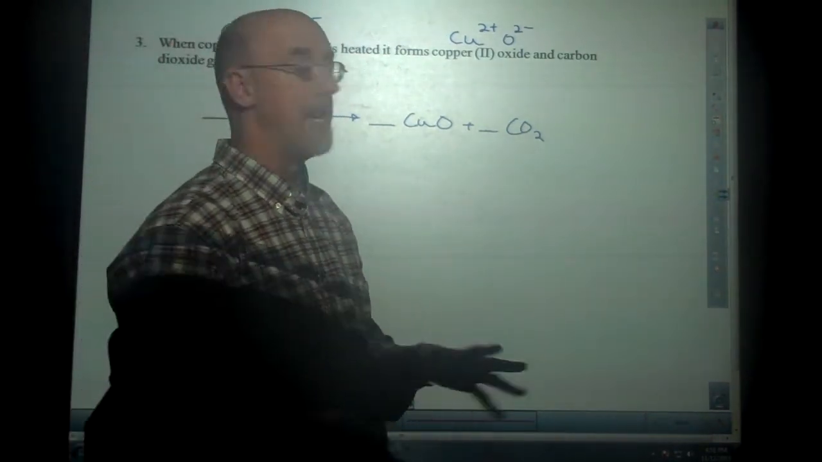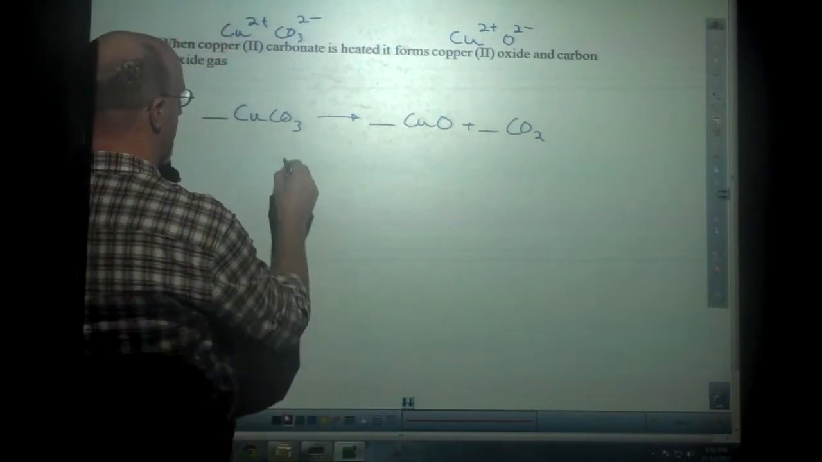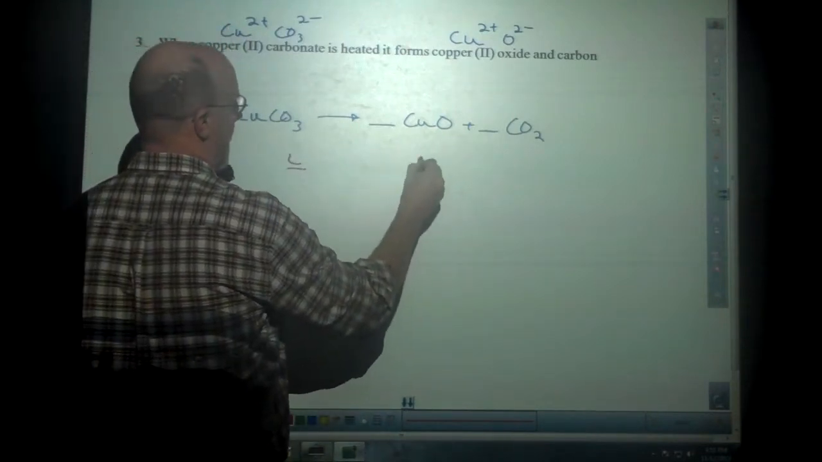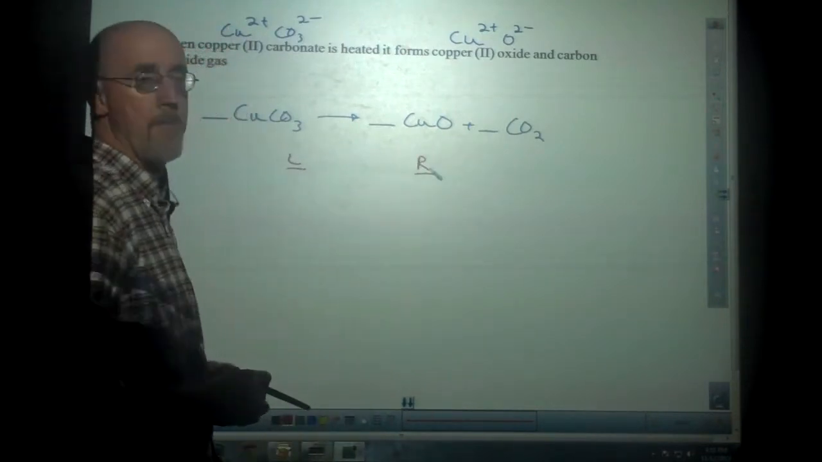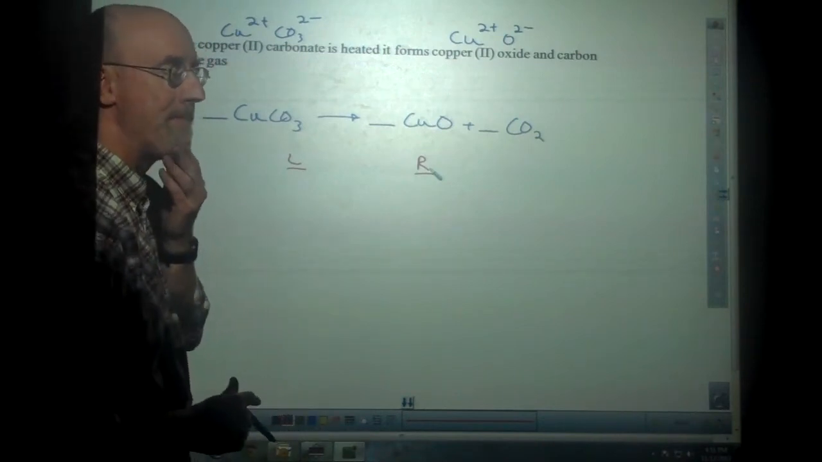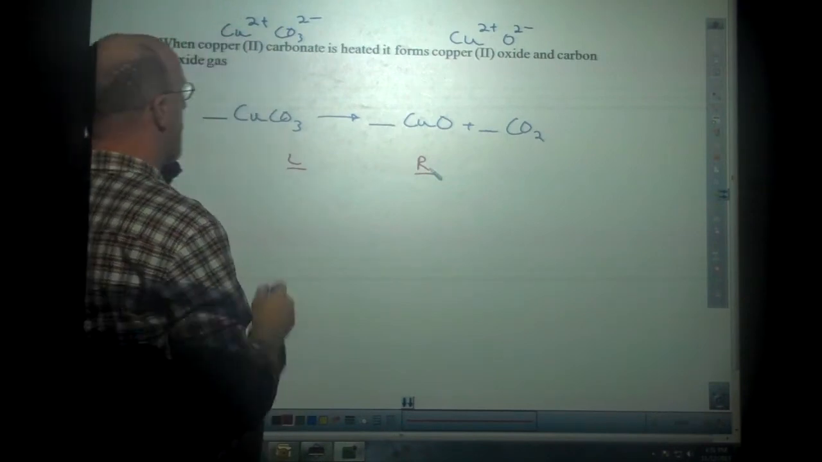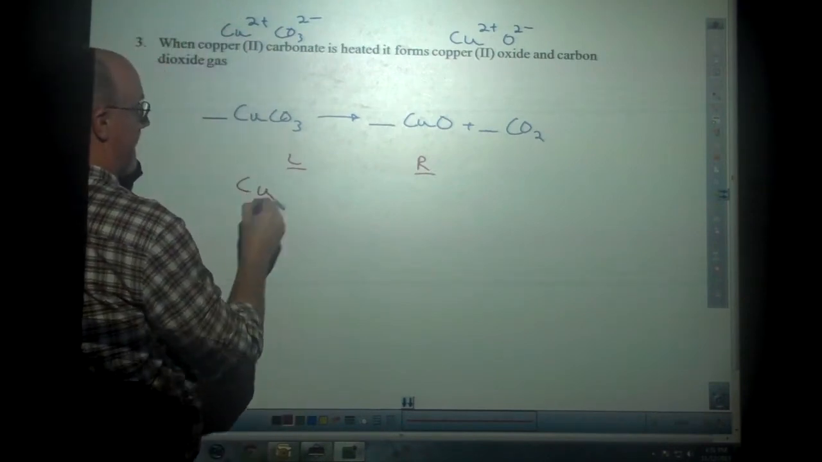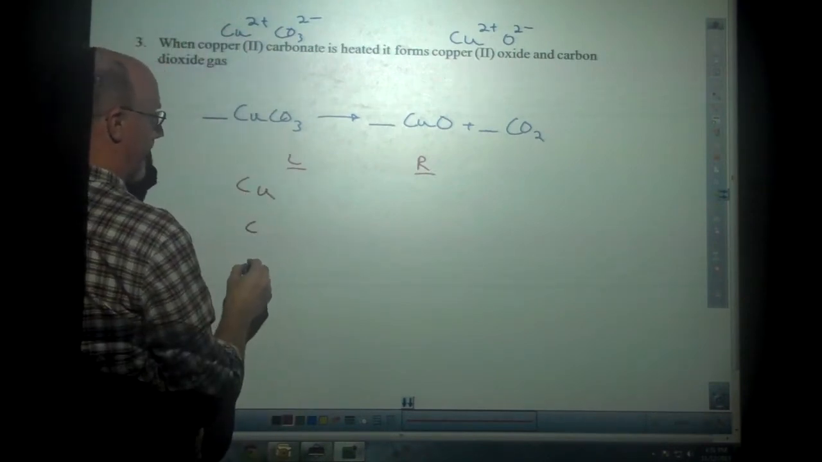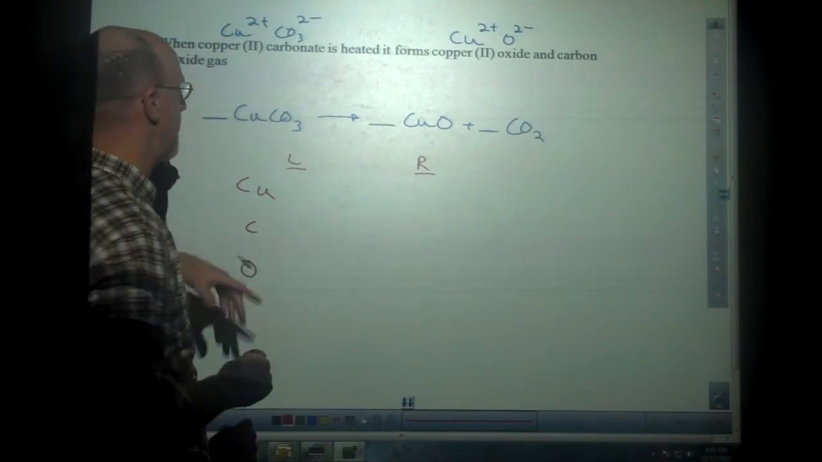Go ahead and pause the video and do your atom inventory, and hopefully you notice something with this one. So hopefully you realize this one's actually already balanced. And that happens occasionally. So let's go ahead and do our count just to make sure.